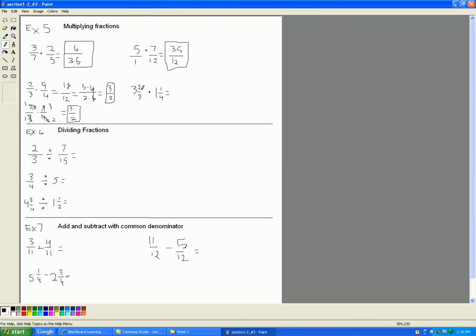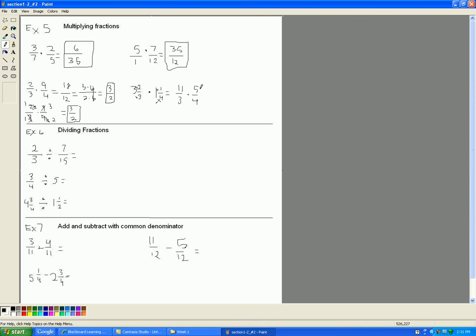Now we get to improper fractions, mixed number multiplication. The first thing we want to do is make this into an improper fraction. And we do that, again, by doing a multiplication and an addition. Multiplication, addition. So this becomes 3 times 3 is 9 plus 2 is 11 thirds, times 4 times 1 is 4 plus 1 is 5 fourths.